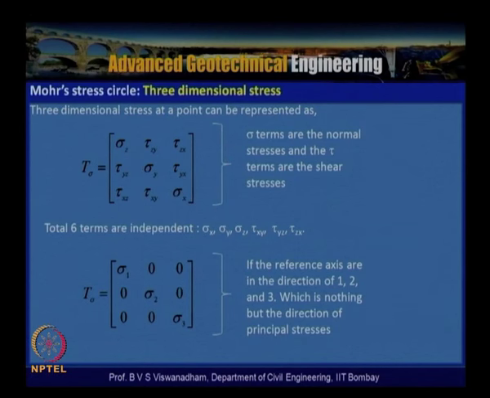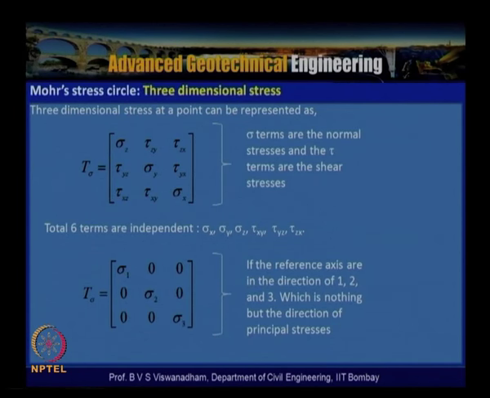The three dimensional stress at a point can be represented as the matrix sigma equal to sigma x, tau xy, tau zx; tau yx, sigma y, tau yz; tau xz, tau zy, sigma z. Sigma terms are the normal stresses and tau terms are the shear stresses. Please note that the total 6 terms are independent: sigma x, sigma y and sigma z, tau xy, tau yz and tau zx.